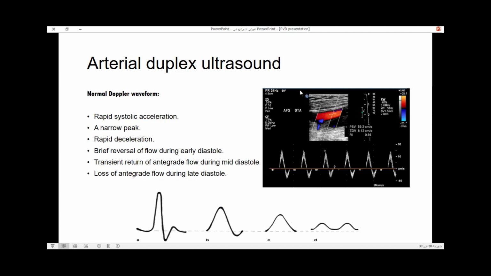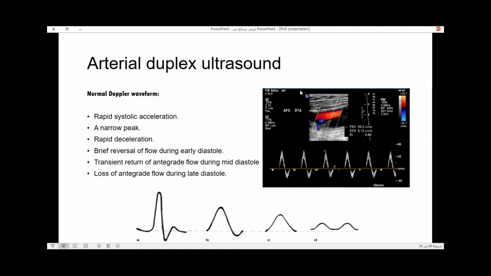So the normal waveform is: we have rapid systolic acceleration with rapid deceleration, and also brief reversal in early diastole, and return of antegrade flow in mid diastole with the loss of antegrade flow during late diastole. This is the normal arterial flow.